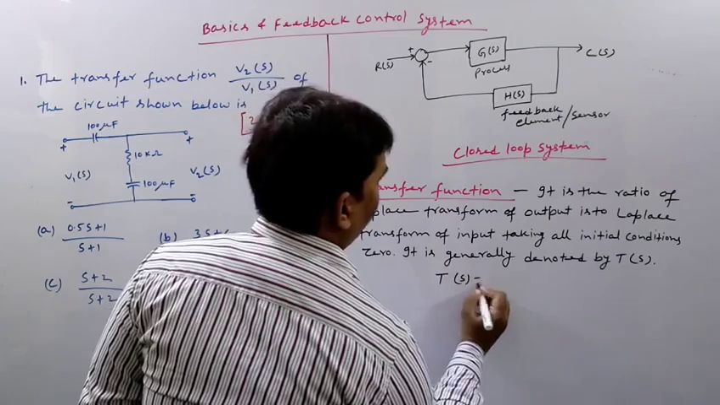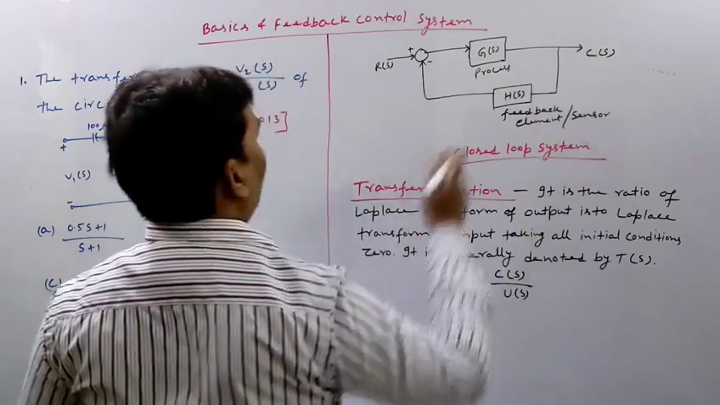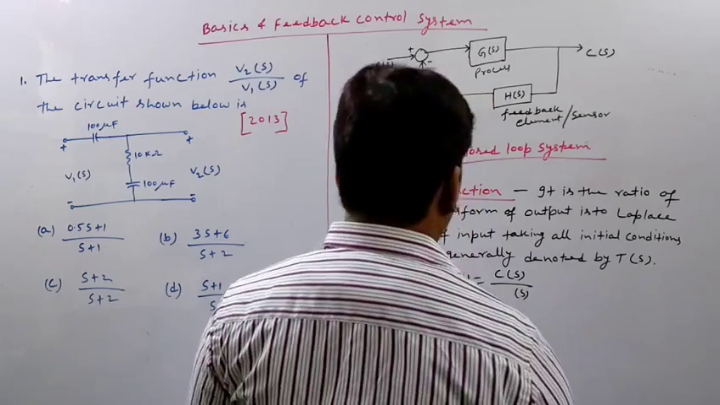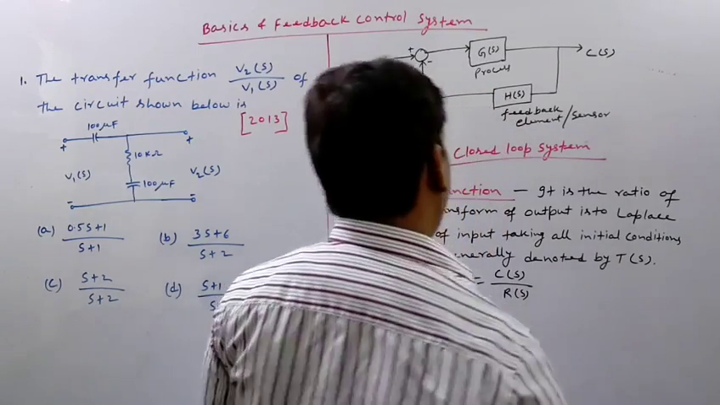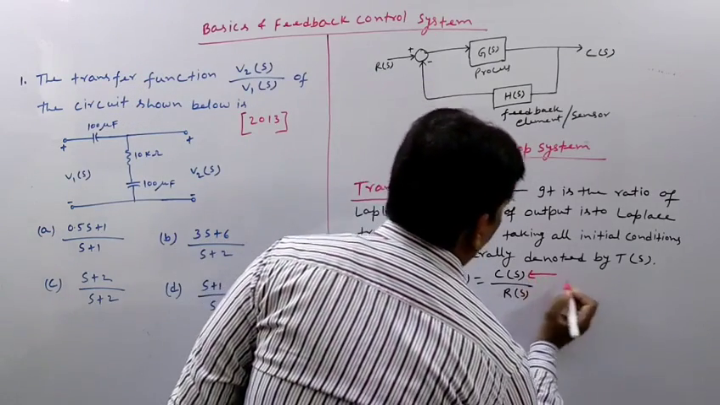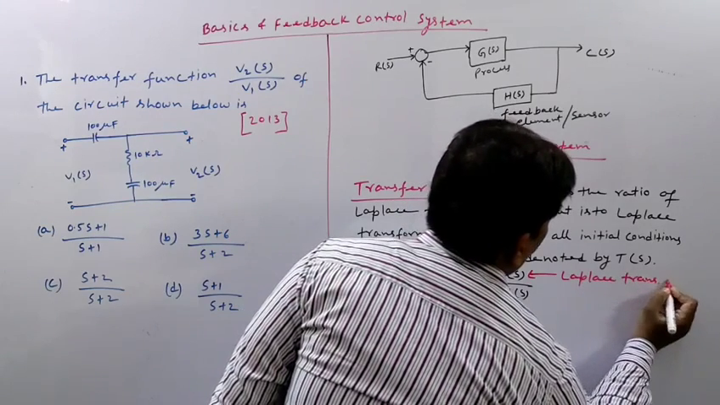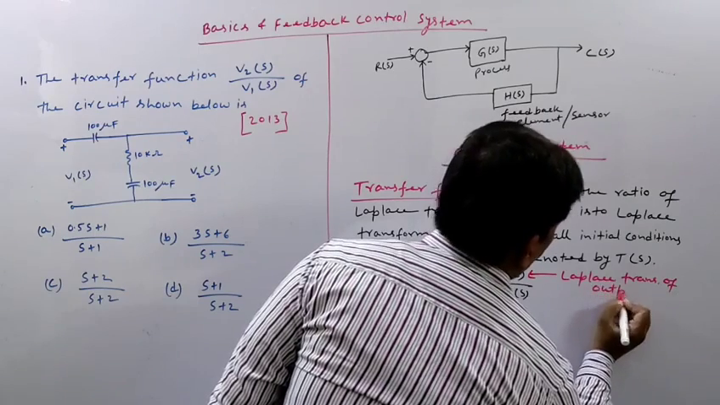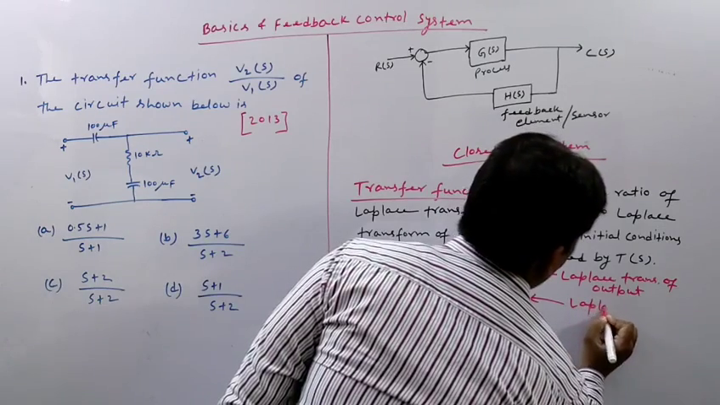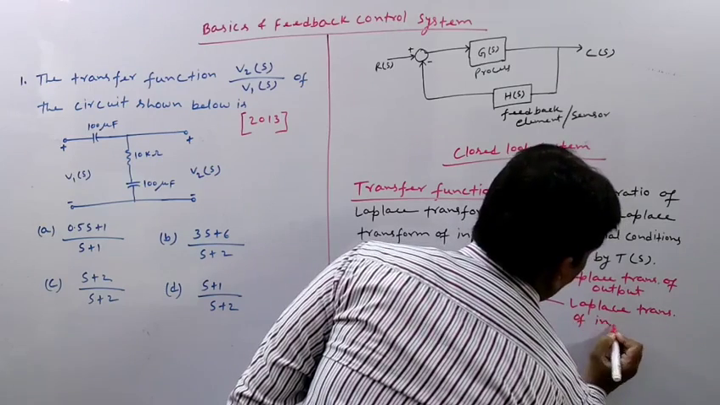So T(s) will be nothing but C(s) divided by R(s), where C(s) is the output, or you can say R(s) here also. So this is the transfer function, and C(s) is the Laplace transform of output, and R(s) is the Laplace transform of input.